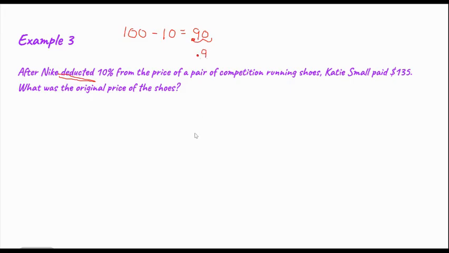And then so our decimal is 0.9. Okay. So now when we set up our equation, it's just 0.9x equals 135. We'll divide by 0.9. So 135 divided by 0.9 is $150. So x equals $150.